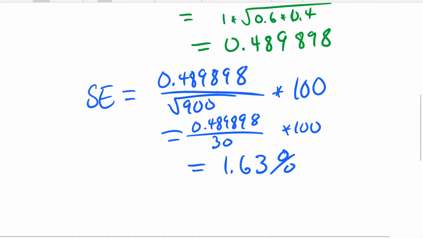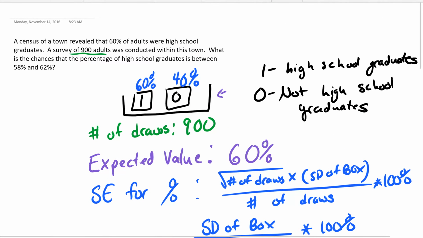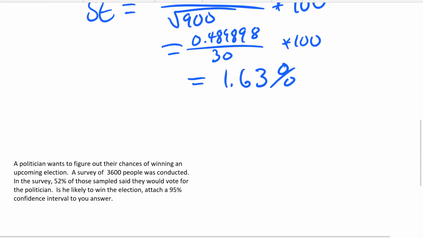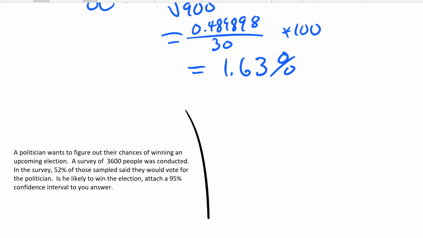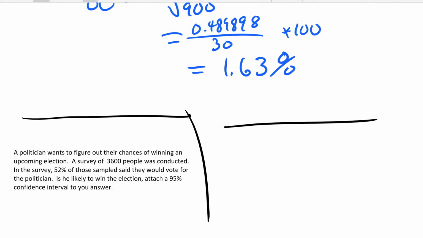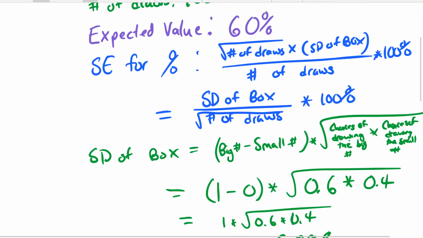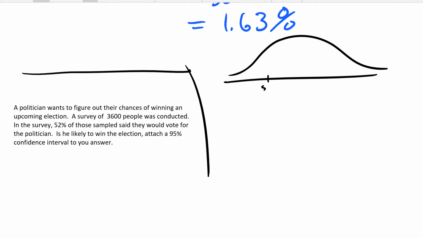So we got the expected value, we got the standard error. Our problem, though, asks us to find the chances that the percentage in the sample of ones is between 58% and 62%. So here we're using normal approximation. Just ignore this question over here. That'll be for the next video. Between 58 and 62. The center is the expected value of 60. So we're looking for this area here.